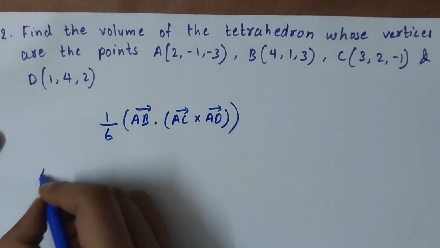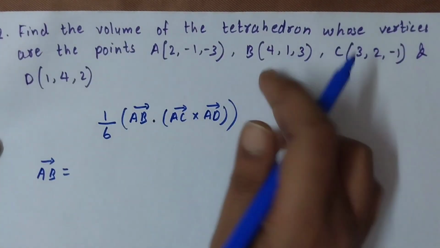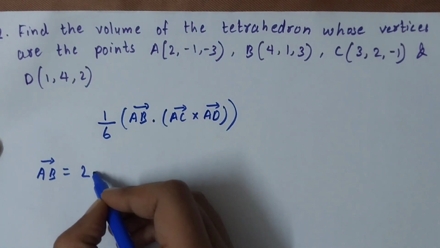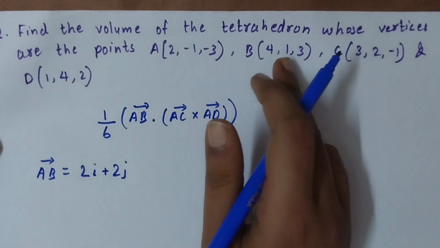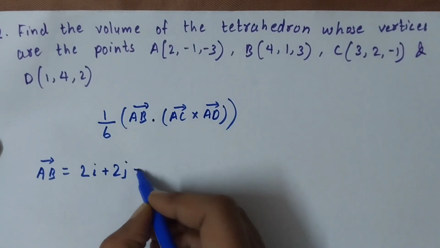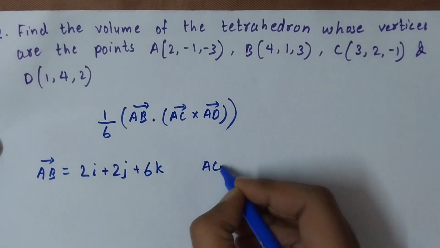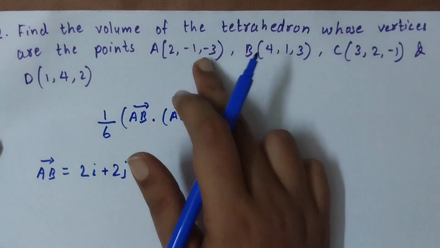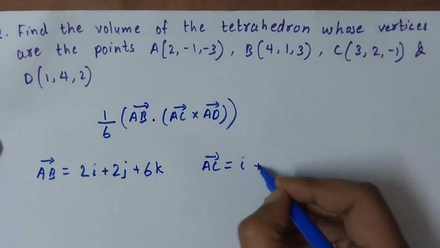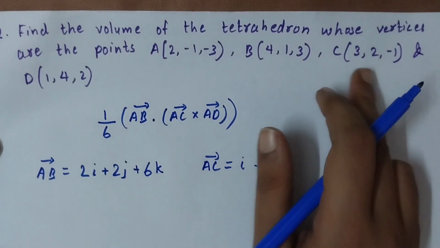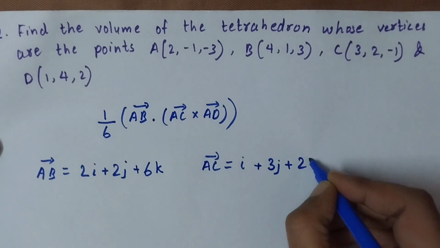Now AB vector is 4 minus 2, 2i, 1 minus 1, which is 2j, 3 minus 3 plus 6k, and AC vector is 3 minus 2i, 2 minus 1, that is 3j, and minus 1 minus 3, which is minus 1 plus 3, which is 2, plus 2k.